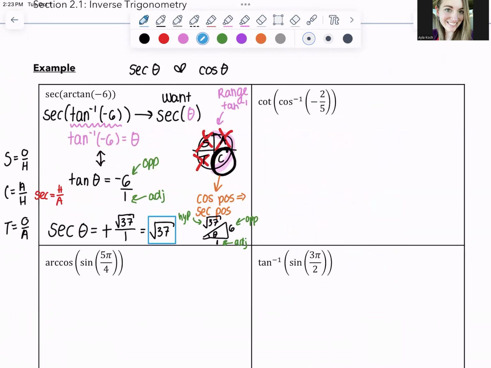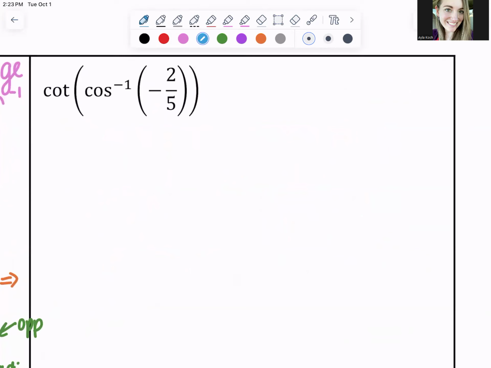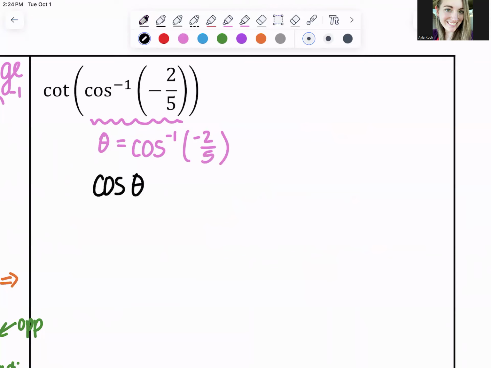I'm writing down a lot of work here as well. When you're doing these, they can go a lot faster when you're not writing down every last detail. All right, cotangent of cosine inverse of -2/5. This is a cosine inverse on the inside situation, so I'm going to take that inverse and set it equal to theta. So theta is equal to cosine inverse of -2/5. That means cosine of theta is -2/5.